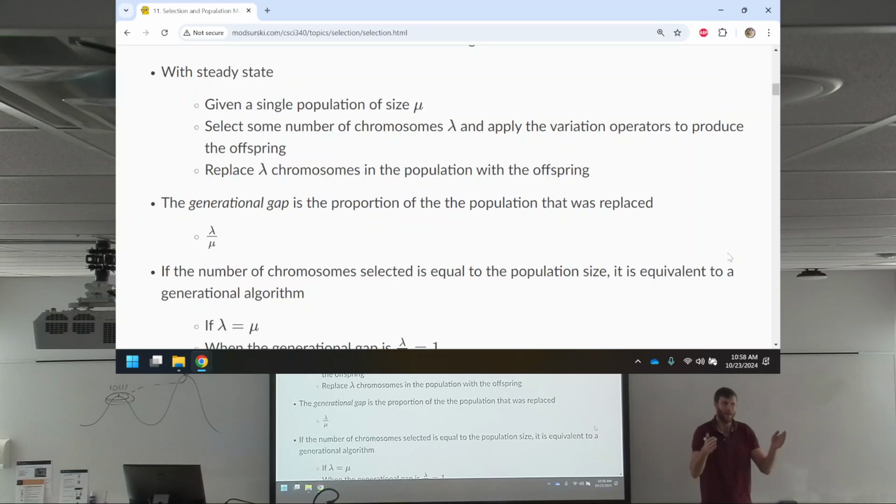It is possible, and people do this, to have populations that grow and shrink in size. So if I have a population of 100, I pick 2, they mate, and I add 2, I now have a population of size 102. Every once in a while, you're going to need a culling to shrink that population down. Or usually what people do is they have a fixed size.